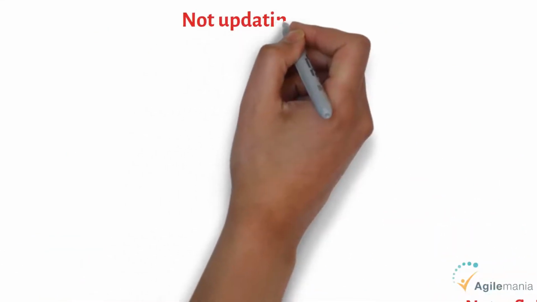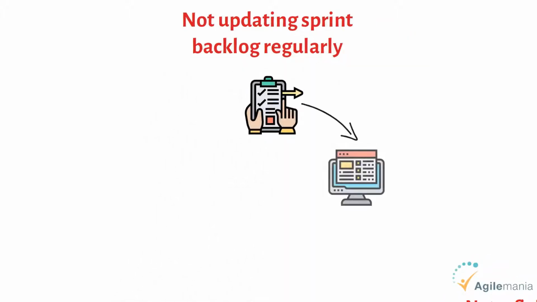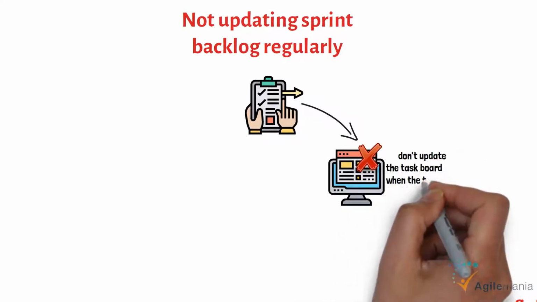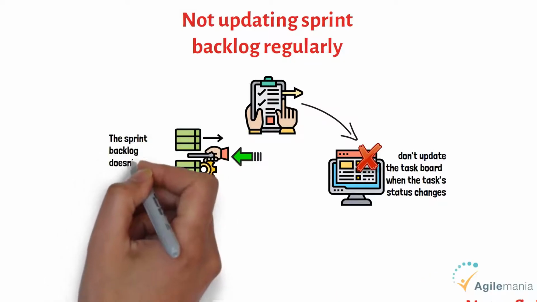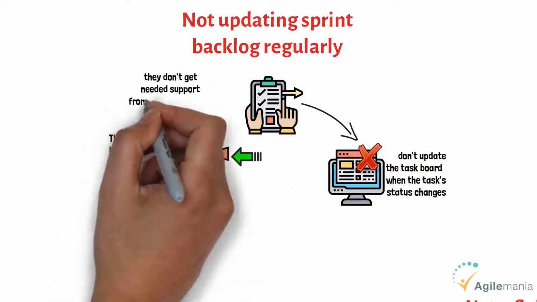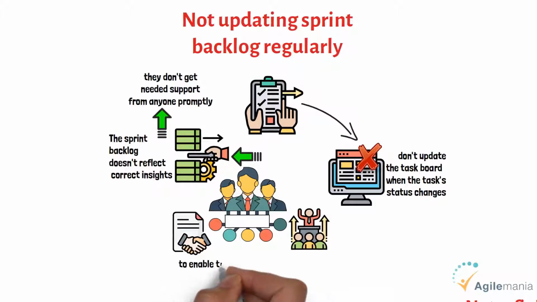Seventh, not updating the sprint backlog regularly. Whatever the reason, I have seen many teams that don't update the task board when the task status changes. The sprint backlog does not reflect correct insights, so they don't get needed support from anyone promptly. Having a team agreement encourages such practices to enable transparency in the sprint backlog to reflect an accurate picture.